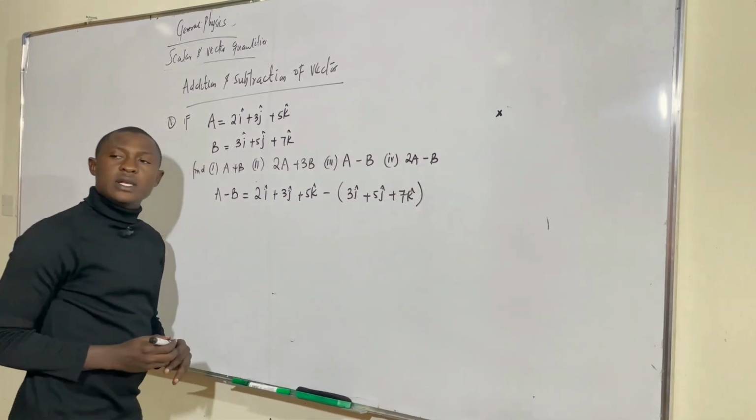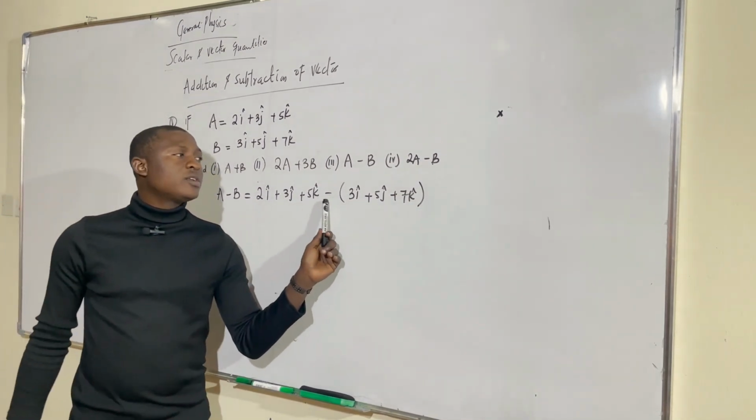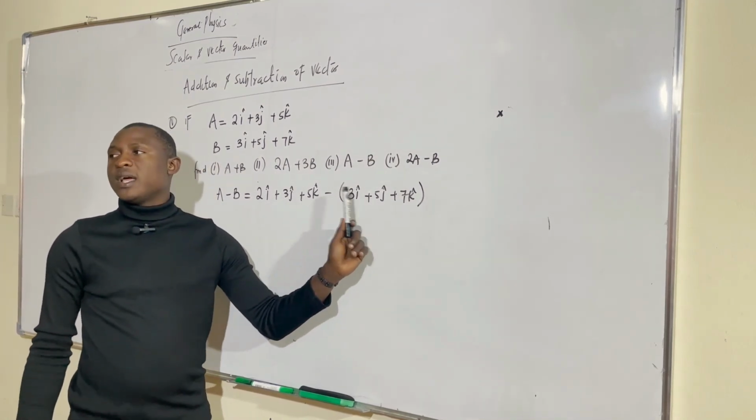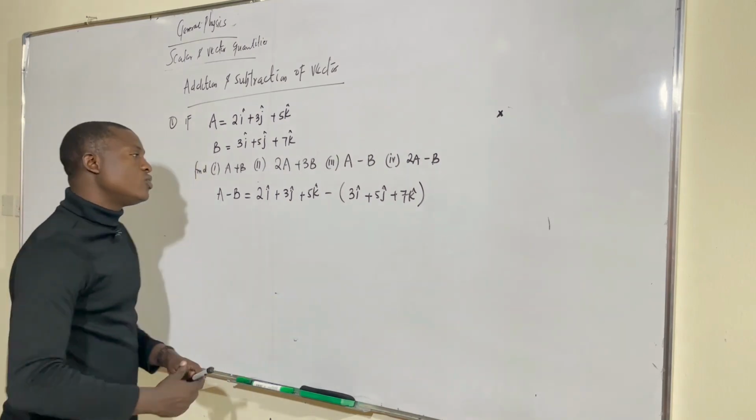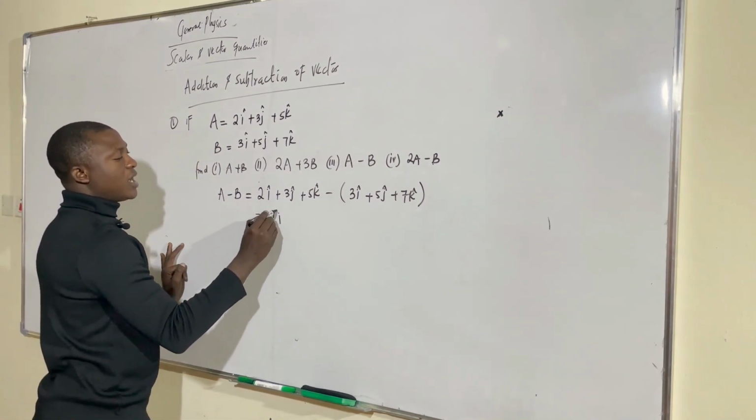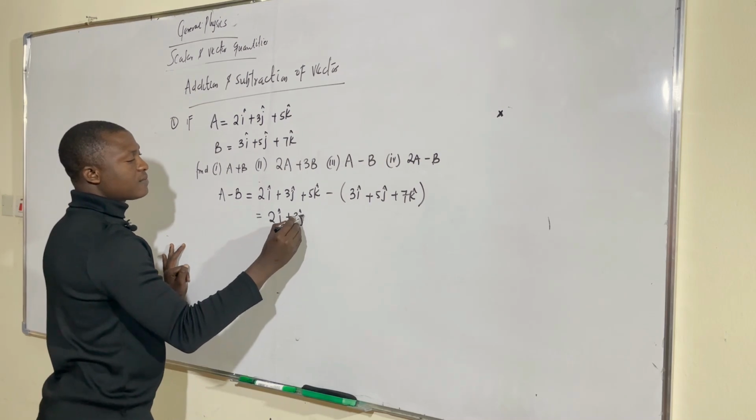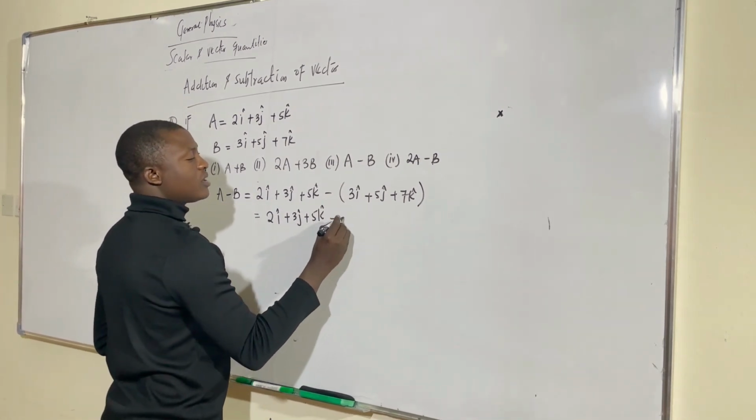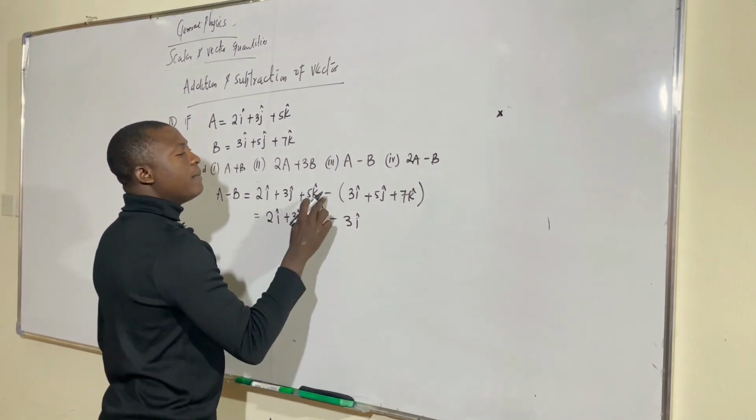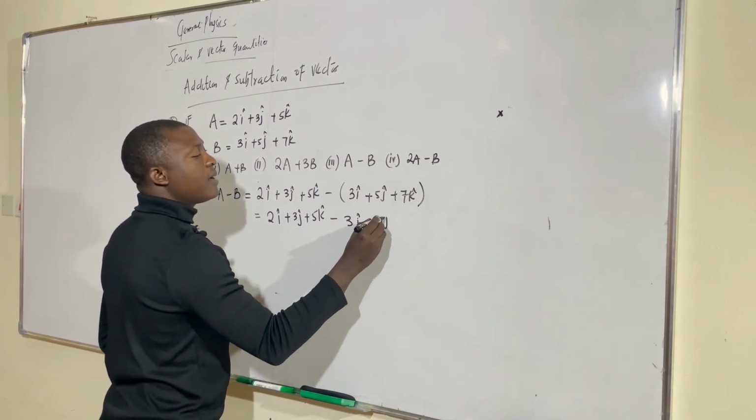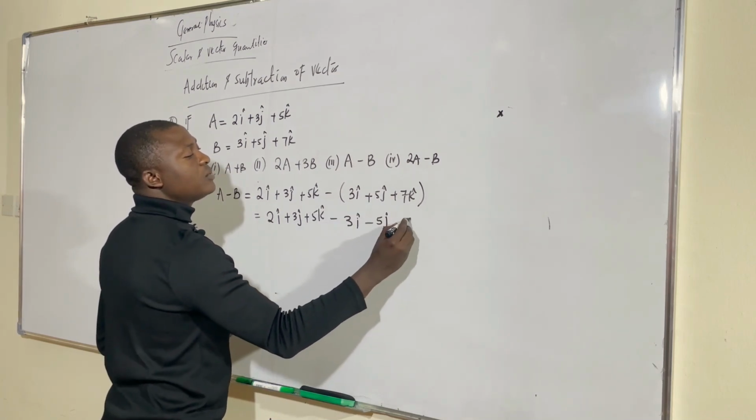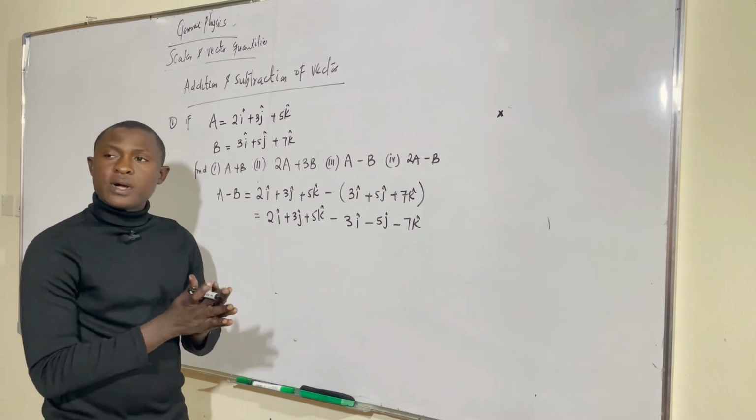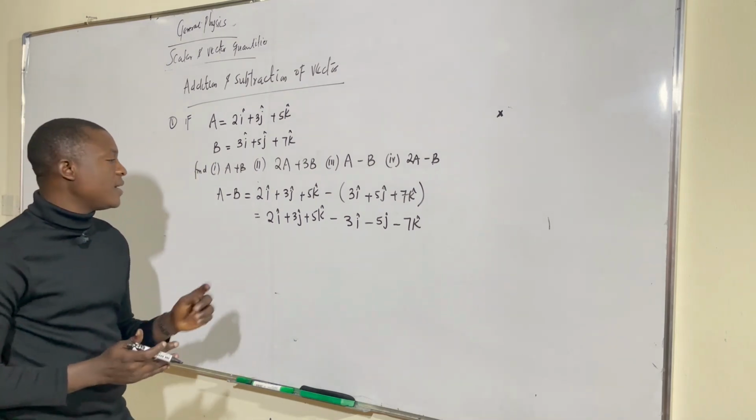So now, let's open the bracket of this one, meaning the minus that we have here must affect everything that we have in b. It will affect the first one, the second one, and at the same time also the third one. So that means here we have 2i plus 3j plus 5k. Now, minus times 3i, we are going to have minus 3i. Minus times plus 5j, we have minus 5j. Minus times this, we have minus 7k. Can you see that?